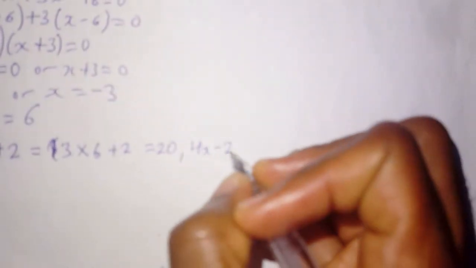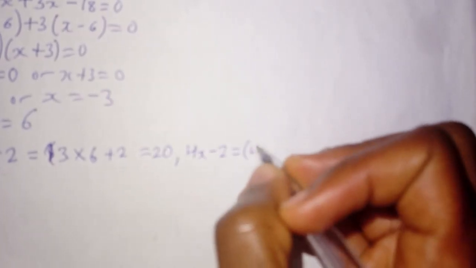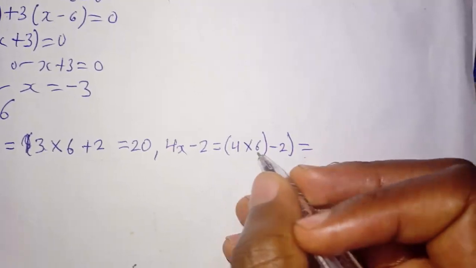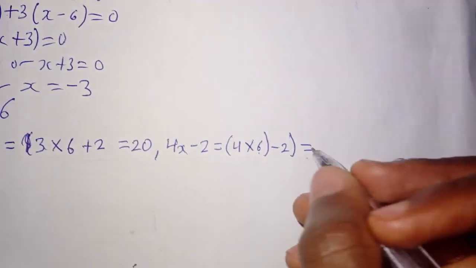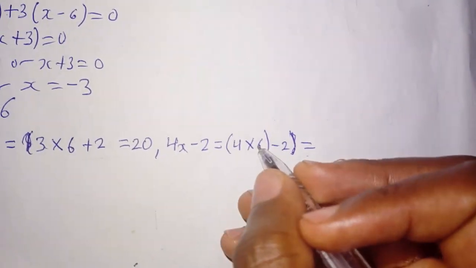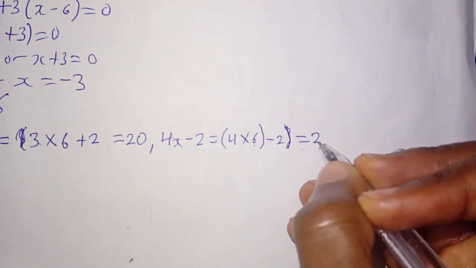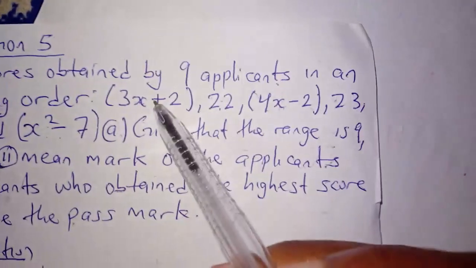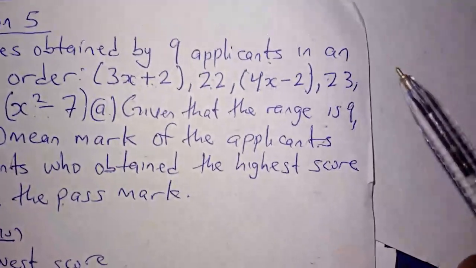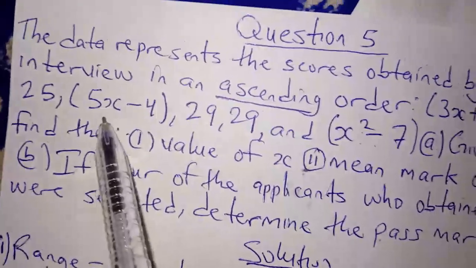Then the next one written in terms of x, 4x minus 2, equals 4 times 6 minus 2. That's going to give 4 times 6 is 24, then minus 2, that's going to be 22. So it means this score here is 20, this is 22, and you can see this already going in ascending order. These are the same, so either of them will come first. The next one, 5x minus 4.